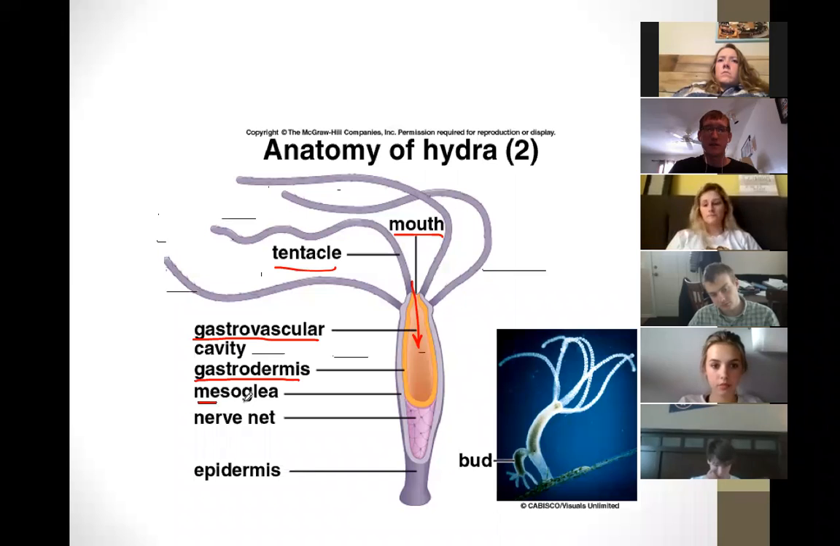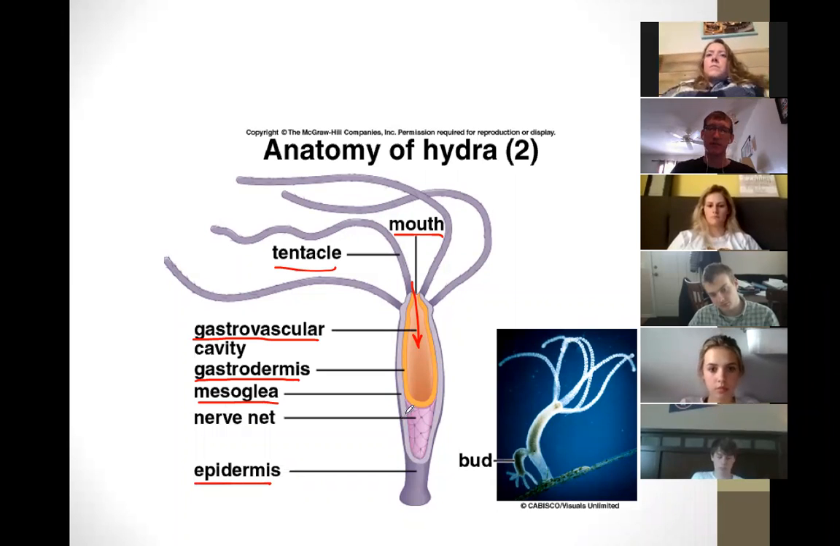Outside of that is the soft tissues that make up the body, called the mesoglea. That's this light purple here. And outside of that is the epidermis, or the skin. Now, between the skin and the gut are nerves, a nerve net.